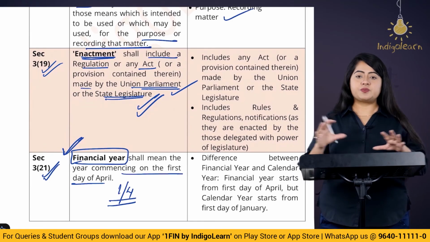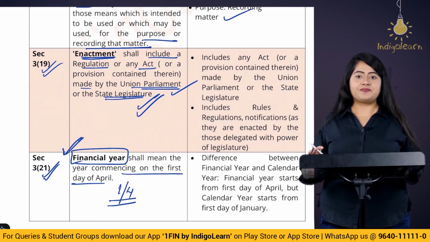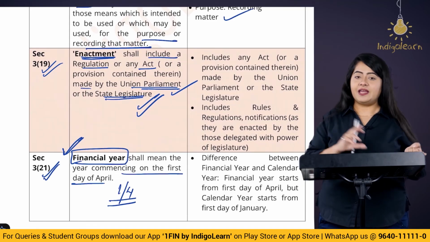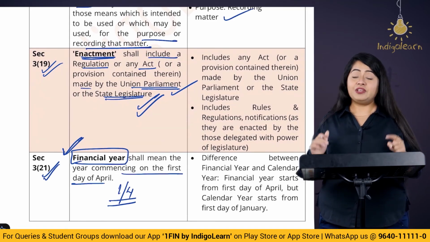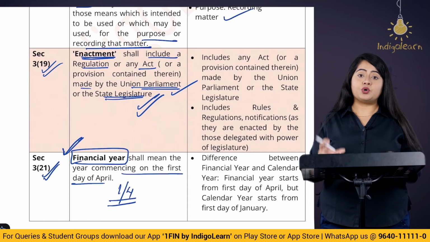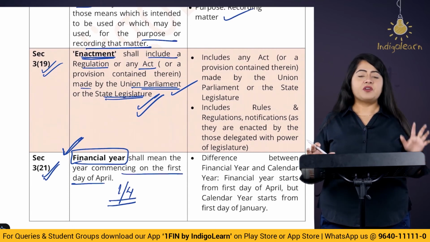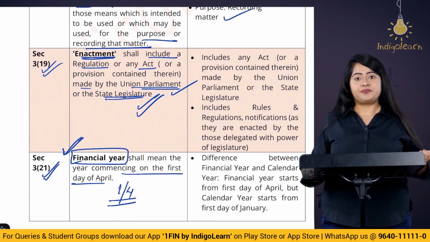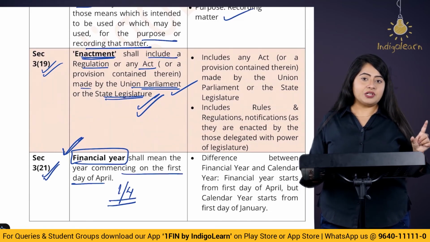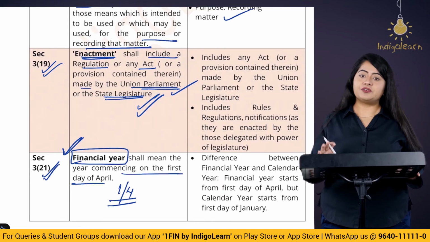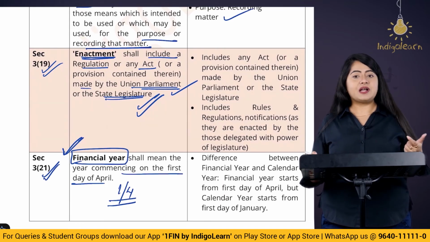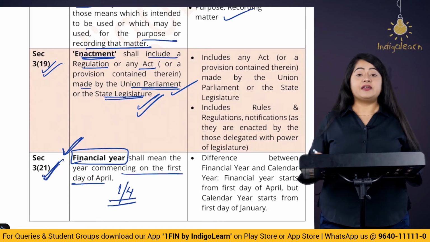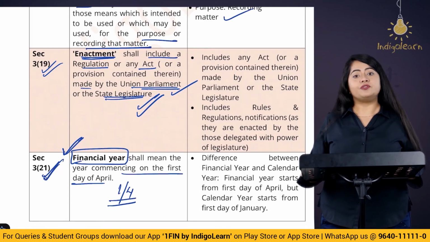Now, please note, with respect to all of these definitions that we are discussing, in any statute, if a specific word has not been defined, then we are going to refer to these definitions. We do not have to use these definitions if these words are already defined in a statute. For example, in the Companies Act, financial year has already been defined, and there the financial year is the year which ends on the 31st of March. Because the Companies Act already defines the financial year, we do not have to use the definition given in the General Clauses Act.